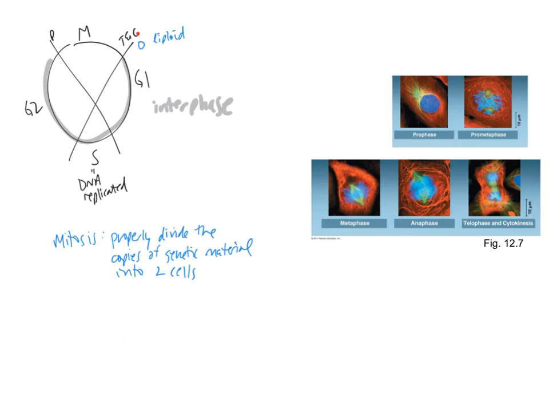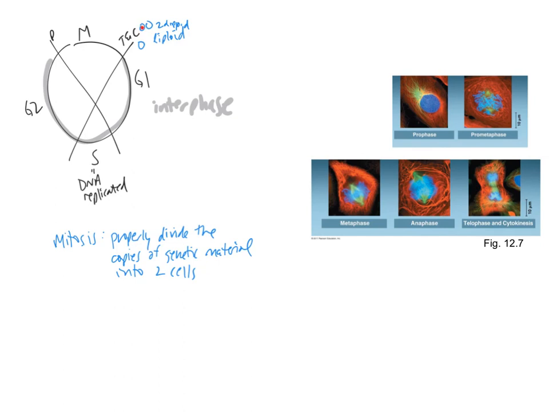And cytokinesis is happening at the same time as telophase, usually. If it happens, there are some cells it doesn't happen in, though we're not going to talk about those much. But cytokinesis is actually cleaving the cell into two different cells. And so at the end of that, then we have two diploid cells. And these two cells are identical to each other.